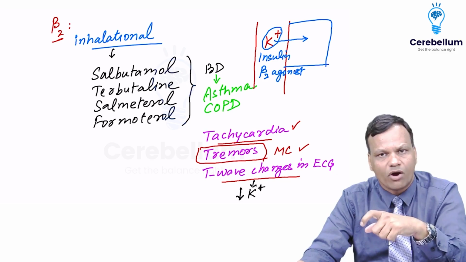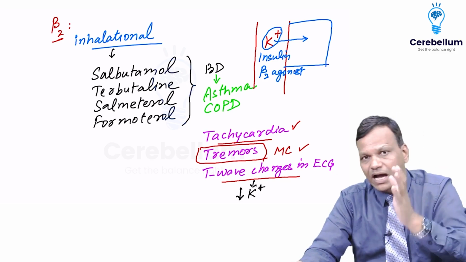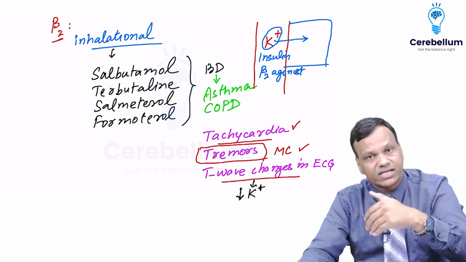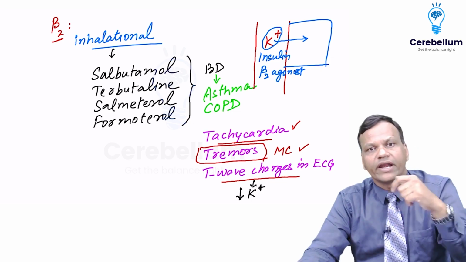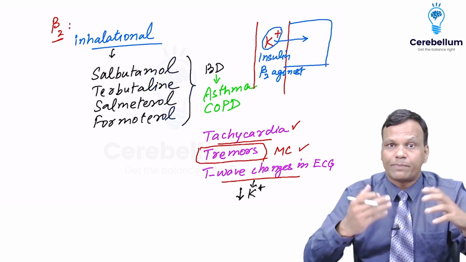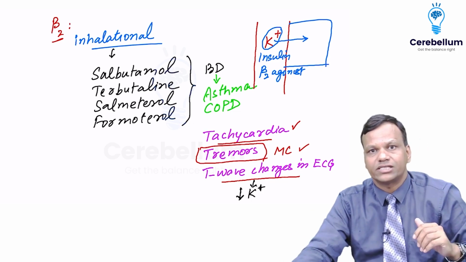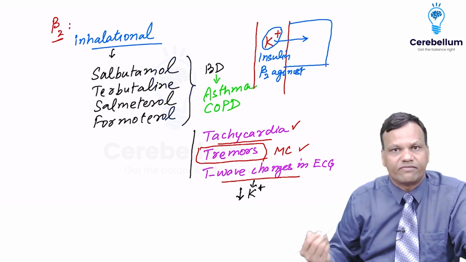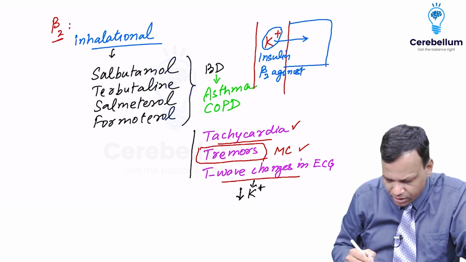So that was just the mnemonic. The important thing you need to remember is hypokalemia. So beta 2 agonist can cause hypokalemia, and in fact this side effect can be used for treatment of hyperkalemia. Whenever there is hyperkalemia, we can give salbutamol inhalation. They can treat hyperkalemia. Okay, so these are the three important side effects.